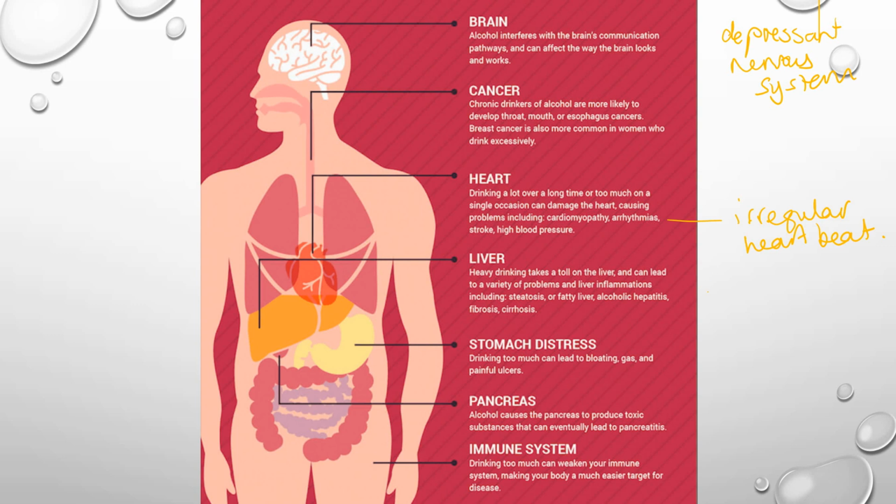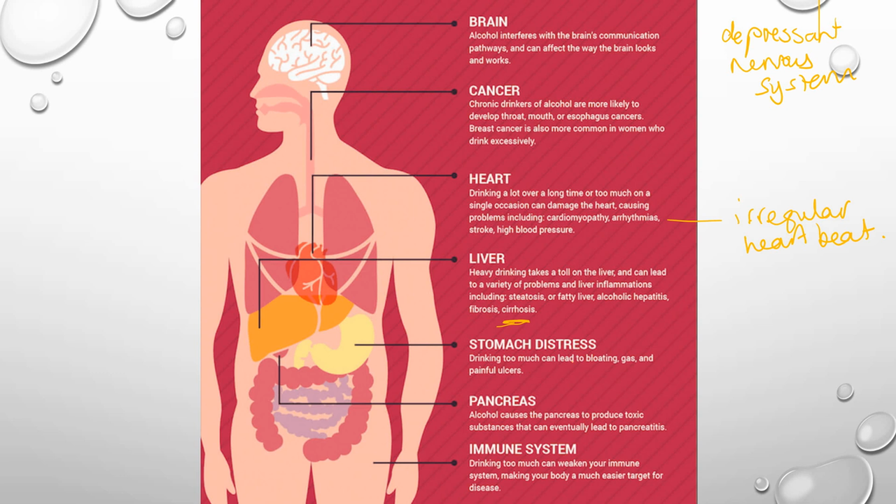The liver then. Heavy drinking takes a toll on the liver and can lead to a variety of problems. The obvious one is what we call cirrhosis of the liver, but you can also have inflammation of the liver, what we call a fatty liver, and alcoholic hepatitis as well, damaging the liver.